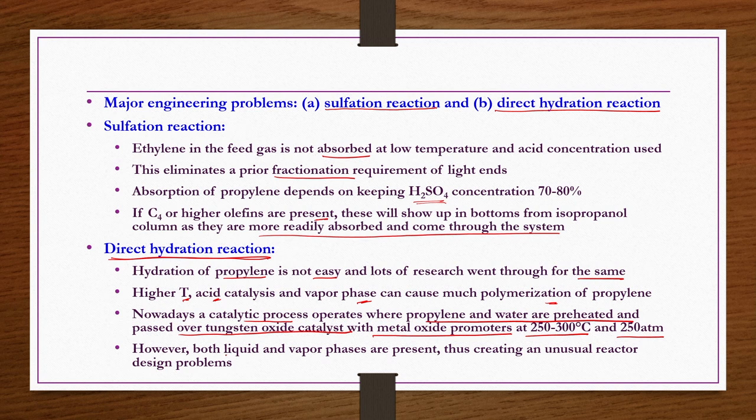However, in this process both liquid and vapor phases are present, so design of the reactor would be unusual, a bit difficult. If it is a pure liquid phase reaction or pure vapor phase reaction, design of the corresponding reactors would be easy and comfortable. But if both liquid and vapor phases are there, then design of the reactor is a slightly difficult task. So this is all about isopropanol or isopropyl alcohol manufacturing industrially.